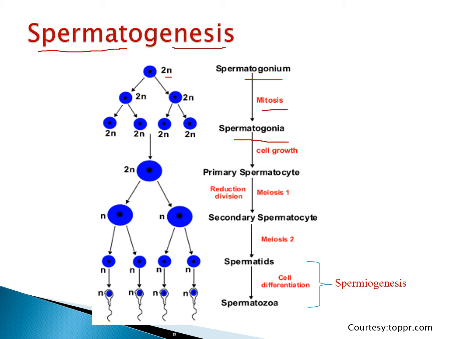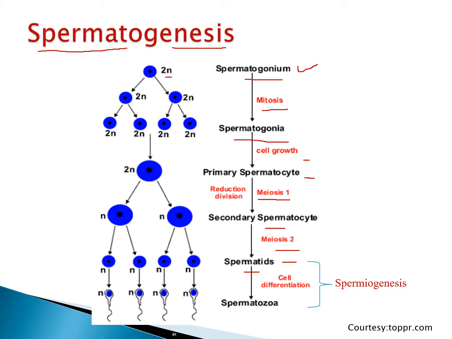A few of the spermatogonia undergo cell growth, and then they are called primary spermatocytes. These are also diploid in nature. Primary spermatocytes show meiosis 1, which is a reductional division, and change into secondary spermatocytes. Secondary spermatocytes show meiosis 2, which is the equational division, and this results in the formation of spermatids. So this is the path from the spermatogonium to the spermatids, which is called spermatogenesis.